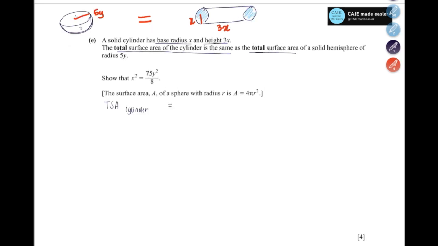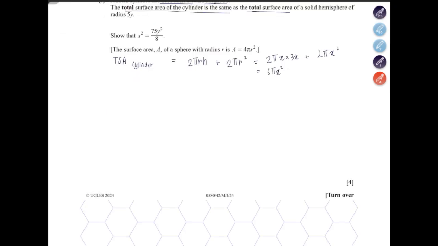All right, so what is the total surface area of the cylinder? It's going to be 2 pi r h plus the area of these two side circles, this and this. So it will be 2 into pi r squared. Now we can add in our values. 2 pi times x times 3x, plus 2 pi r squared, 2 pi x squared. So we get 6 pi x squared plus 2 pi x squared.